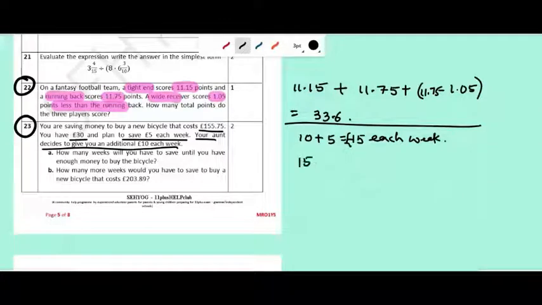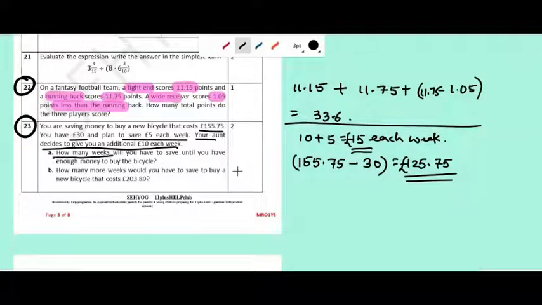And you need 155.75 minus 30 pounds because you already have 30 pounds. So you actually need 125.75 pounds. This you need to earn, and you are earning 15 pounds every week. So number of weeks you will need is only the answer of your division, that the total you have to earn divided by how much you are earning each week. So when you do this division, you get the answer 9. So you will need 9 weeks for completing.